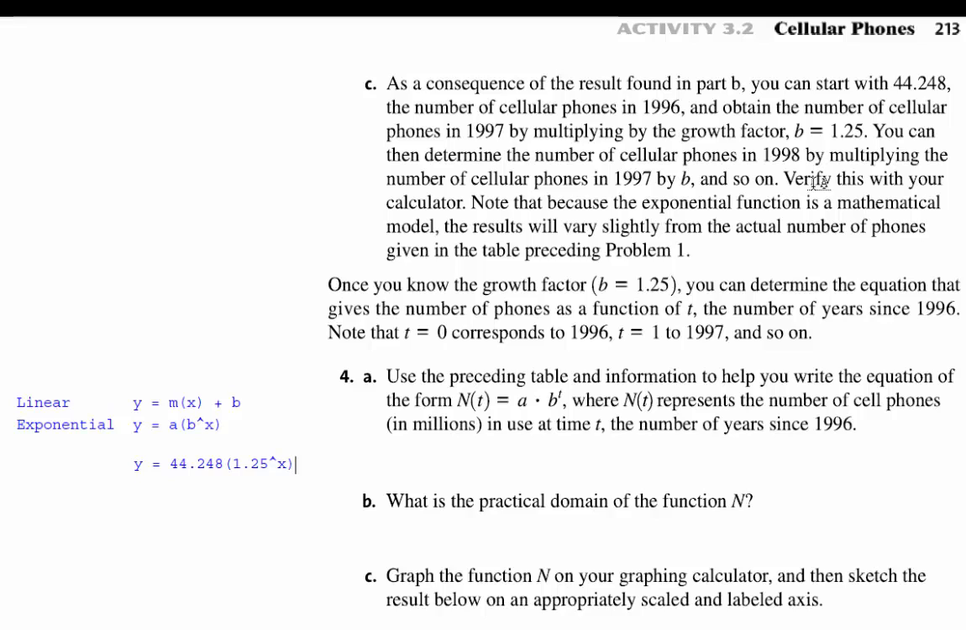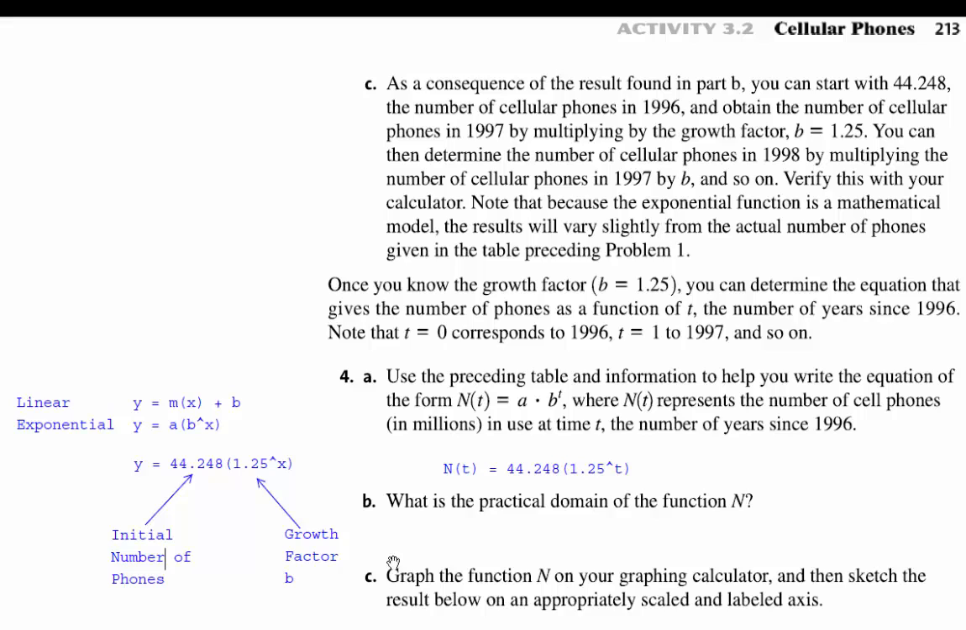Now if we actually answer the question using the letters they've given us, the N and the t, our equation would simply be N of t equals 44.248 times 1.25 raised to the t. We've just replaced the y with N of t, and we replaced the x with t. And so this should give us the number of cell phones for any given t, or for any given year. And I just made a note on the side here: the 44.248 represents the initial number of phones, and the 1.25 represents the growth factor.